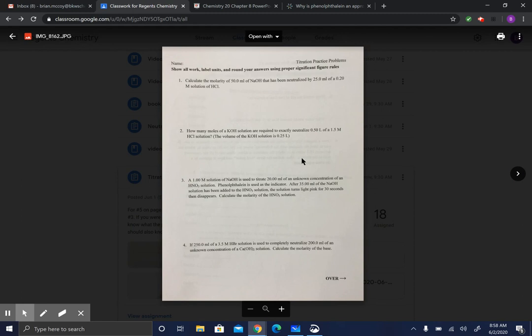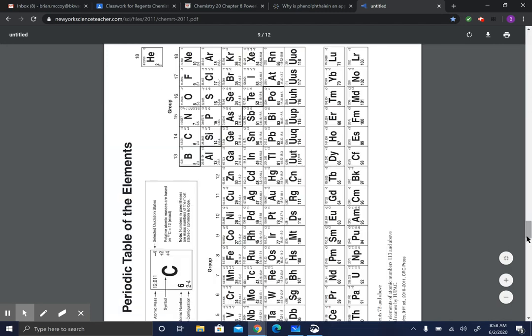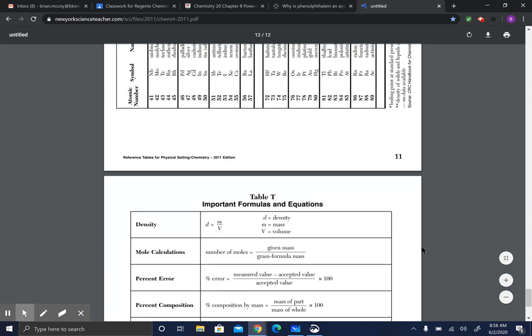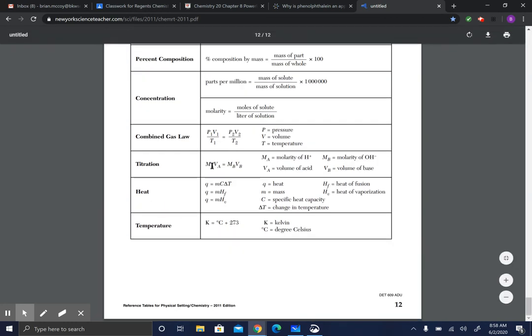On this worksheet, you're going to be using the formula MAVA equals MBVB. I've got everything set up except for this here, so bear with me for a second. On the back of the reference tables, down here, MAVA equals MBVB. Molarity of acid is A, H plus. Volume of acid is VA. Molarity of base is molarity of OH minus, and volume of base is VB, so MB and VB.